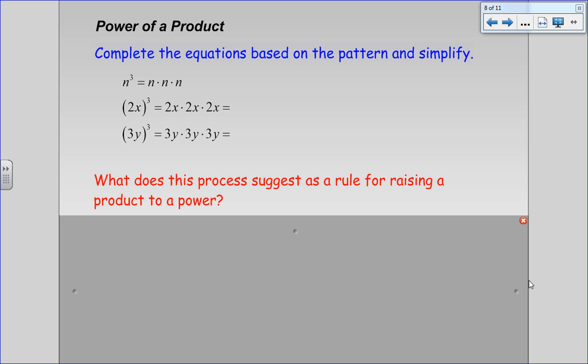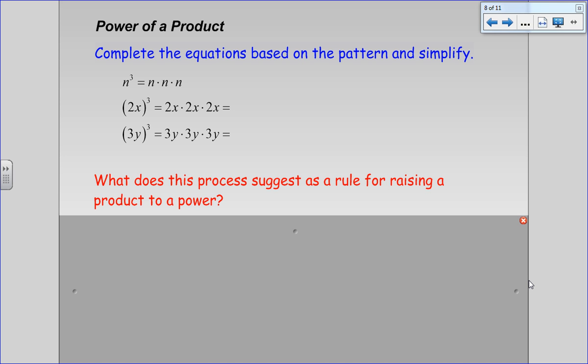In this video, we will investigate two more properties of exponents. Our first property involves finding a power of a product. Let's look at the equations shown on the slide to understand this property. Notice that in all cases, we're raising a base to the third power.